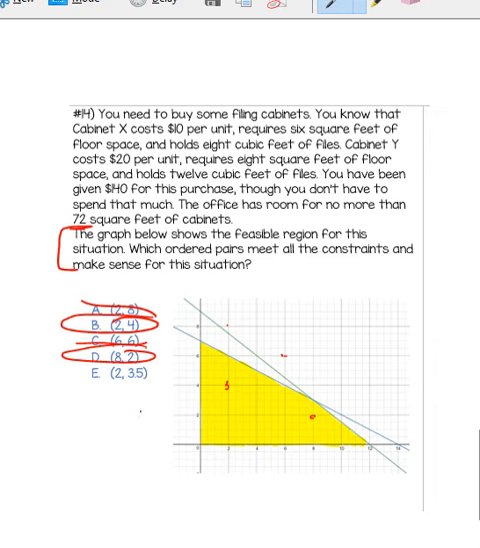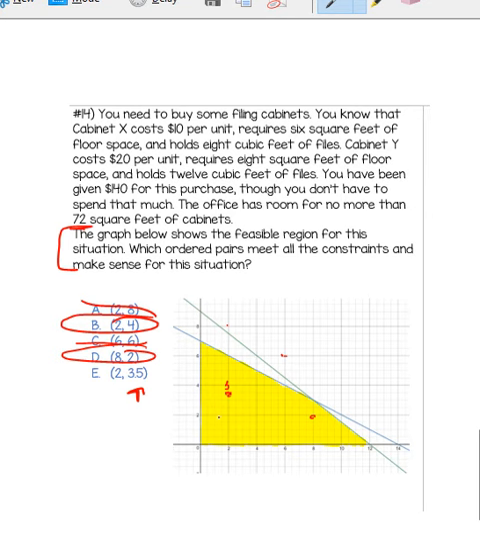Okay. And then lastly, I have (2, 3.5). (2, 3.5) is right here. Okay, like right in here. But can we have 3.5 parts of a cabinet? If I'm going to buy cabinets, I don't want a half a cabinet. I want a whole cabinet. Okay, so this answer doesn't make sense for the context of our situation.